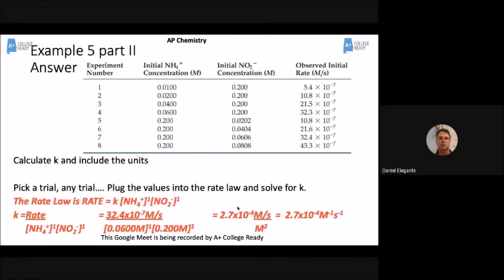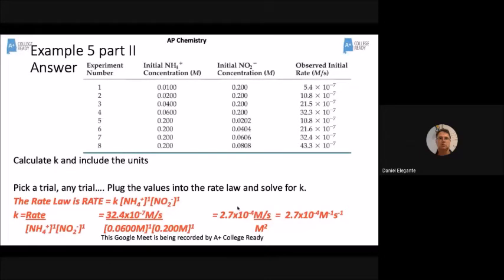Any trial at all. I happen to pick trial 7, but you can pick any trial that you want to. You can always go back and try it again on your own. But what you'll notice is that if you plug in any trial, you're going to get a value of somewhere around 2.7 times 10 to the negative 4th, or 0.00027.